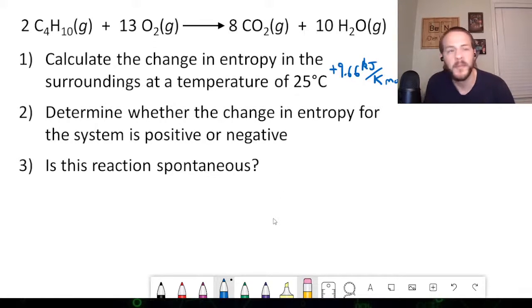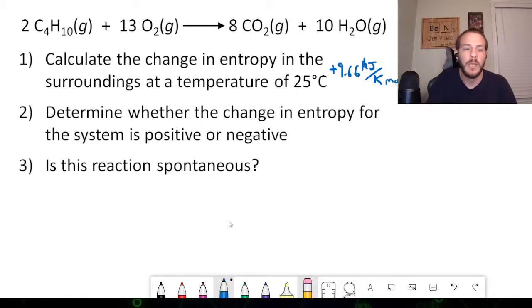I hope I haven't lost everybody, because we're going to move on. So number 2 says to determine whether the change in entropy for the system is positive or negative. Now, actually, this is something that we did earlier, when we were talking about gas phase reactions. It's pretty straightforward. If you're going from fewer to more moles of gas, then the entropy will increase, delta S will be positive. And if you're going from more moles of gas to fewer moles of gas, then your entropy change will be negative.